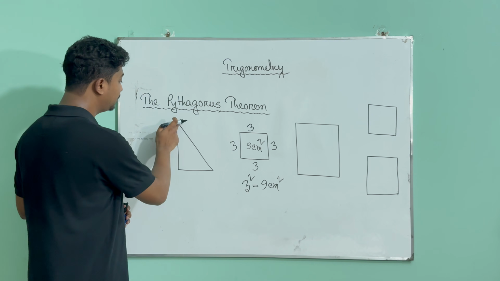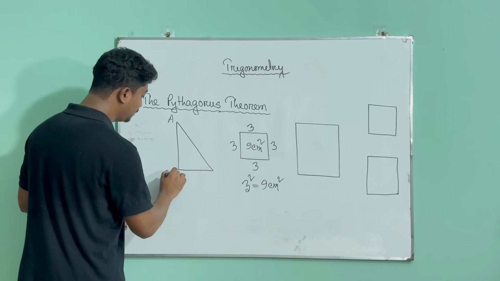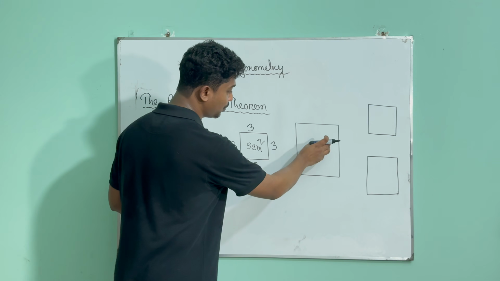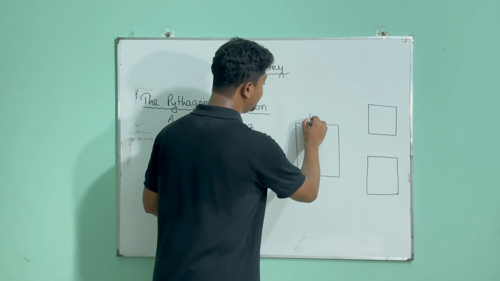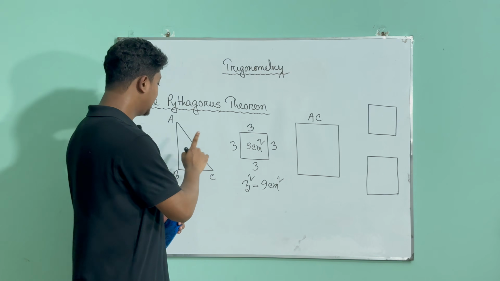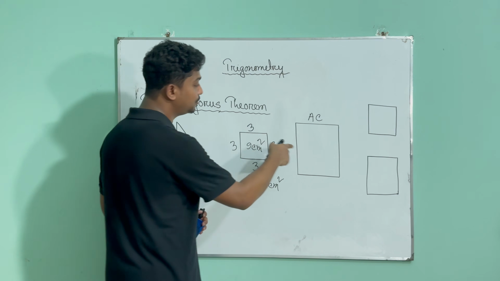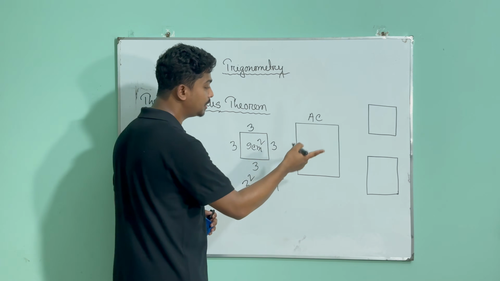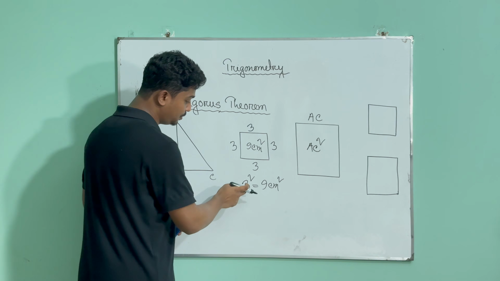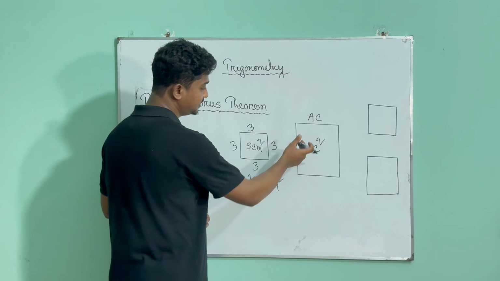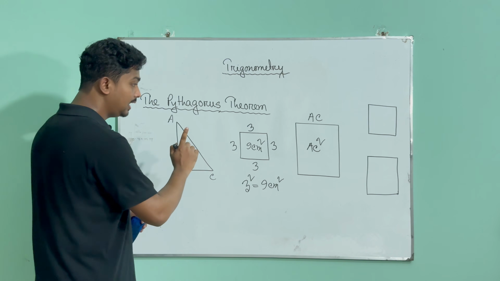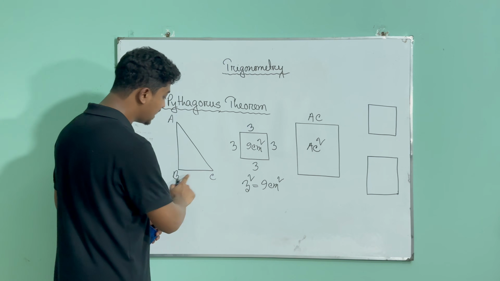Okay, now let's say we have a right angle triangle ABC. Now let's say we have another square whose sides are AC. That means this is AC, this is AC, this is AC, and this is AC. All of them are AC. Now just like this one, if I want to find the area of this square, what will it be? It will be AC square, right? We could do 3 square equals 9, but AC we don't know what it is, so we are just writing AC square, right? Now let's say we have another square whose sides are BC.